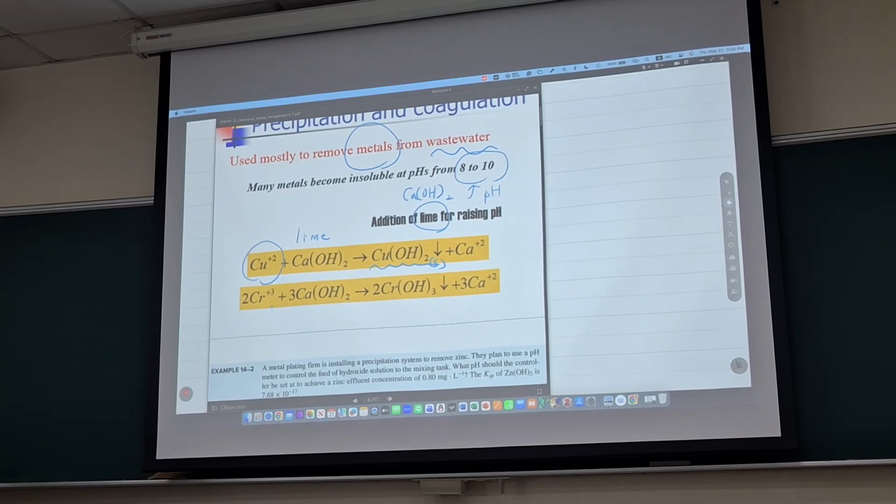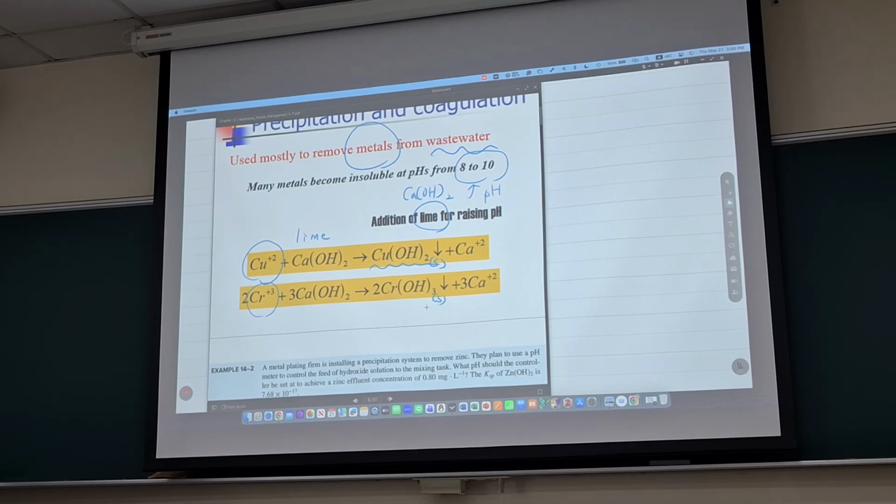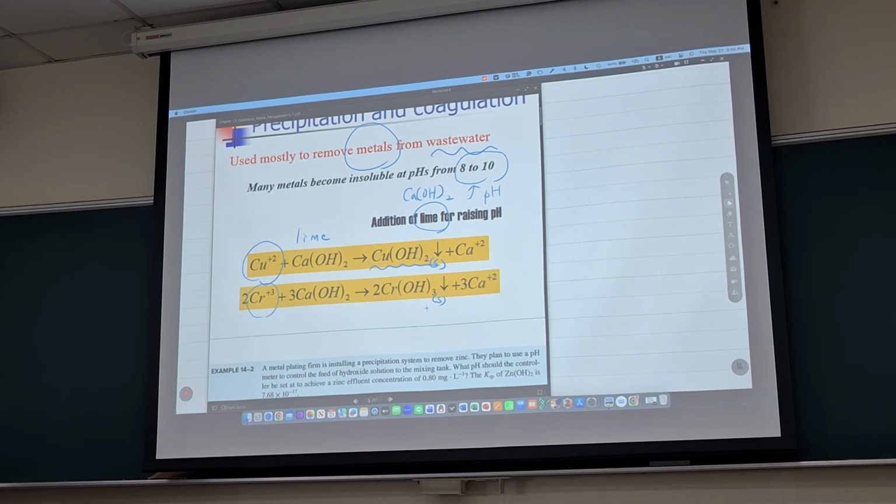For example, chromium, the same thing. When you react with them, it will form solid chromium hydroxide and settle out. Understand? So by adding lime, calcium hydroxide, to increase pH value to 8 to 10, the metal becomes insoluble and becomes solid to settle, right, to precipitate.